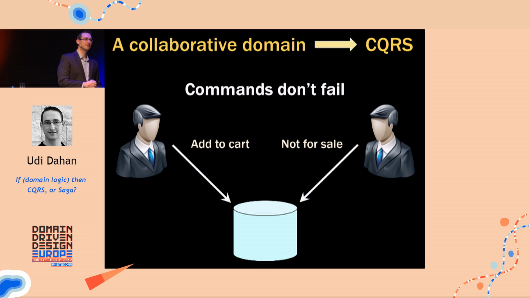Commands don't fail. If you're in a collaborative domain, you need to figure out a way to design your solution so that almost never will a command fail. If a command has made its way to the server and it's gone through all of the necessary preliminary validation, if it's hitting your domain, the command should be successful. So all of the statements of, but what if the item's not for sale anymore? Well, that could happen 20 milliseconds after your command was successful, so you need to handle it.